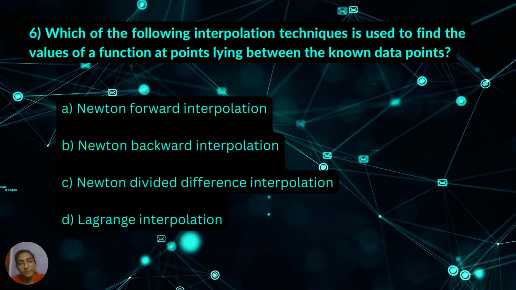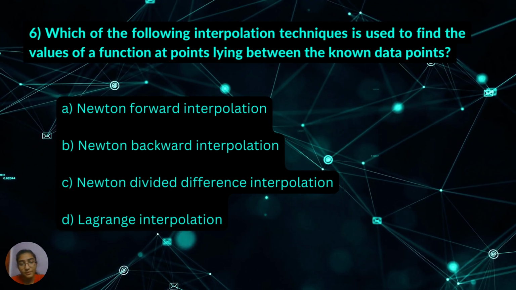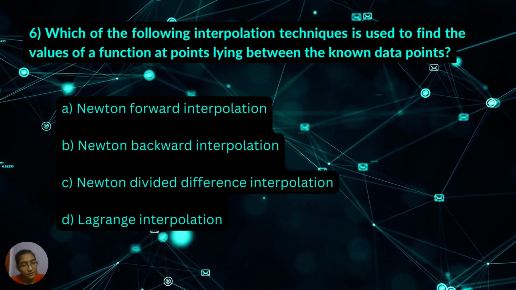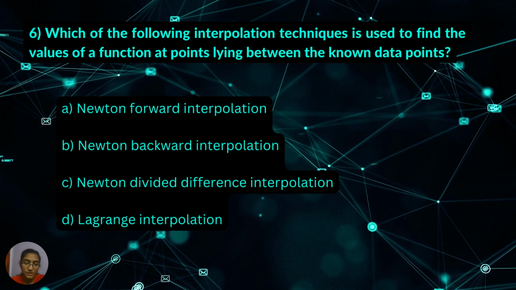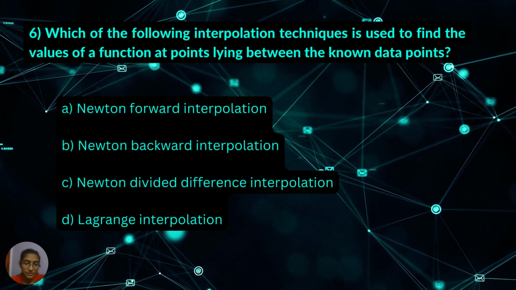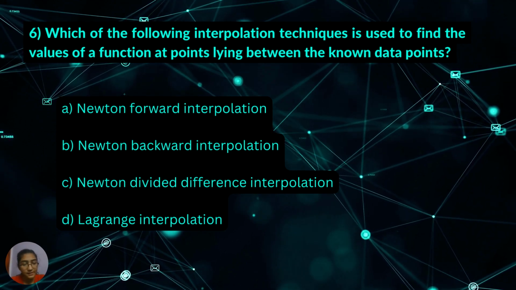Which of the following interpolation techniques is used to find the values of a function at a point lying between the known data points, right? So our options are A. Newton forward interpolation, B. Newton backward interpolation, C. Newton divided difference interpolation, or D. Lagrange interpolation. So our answer is D.